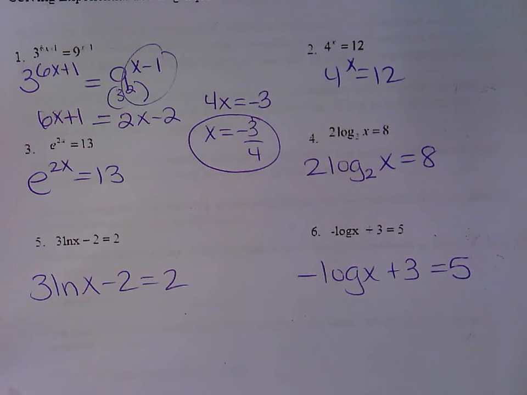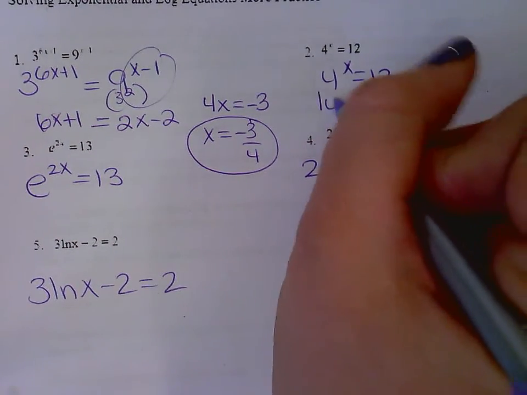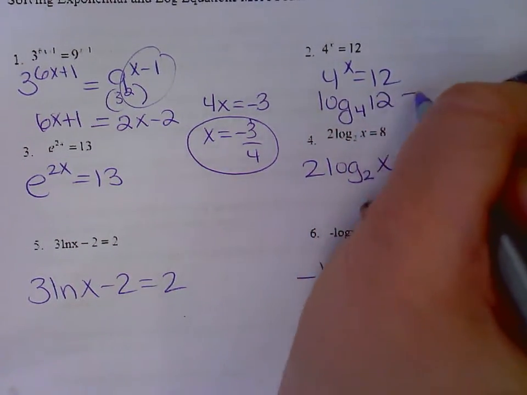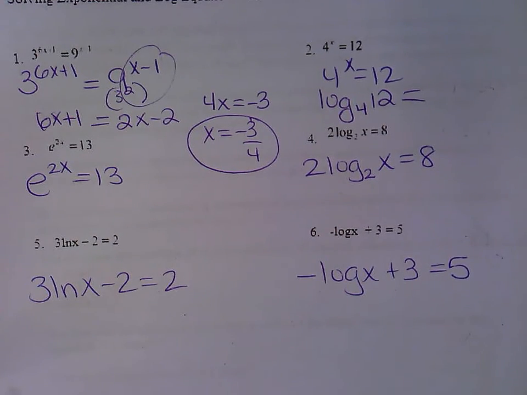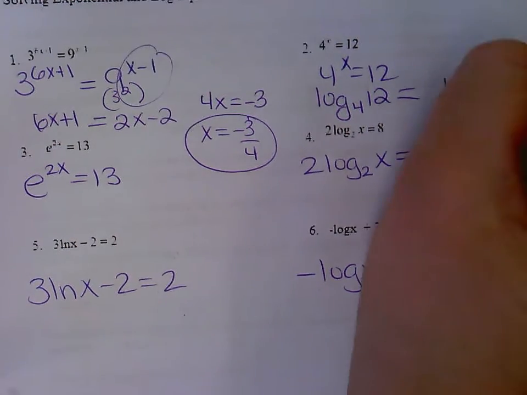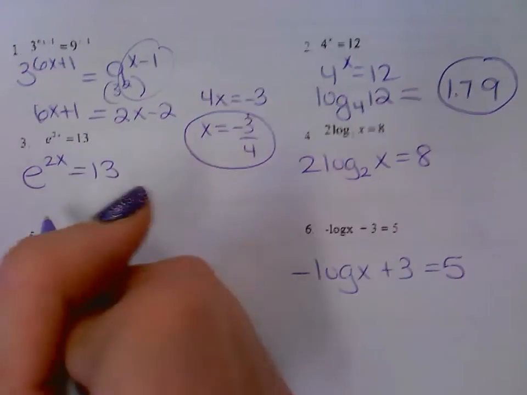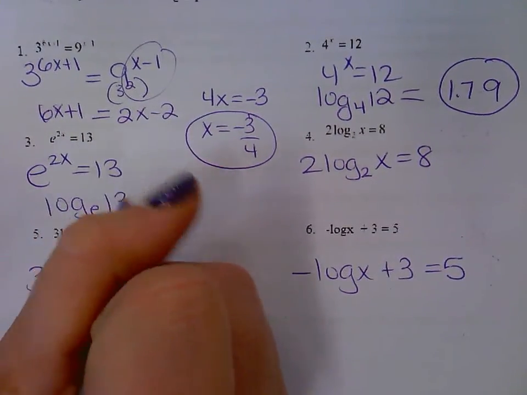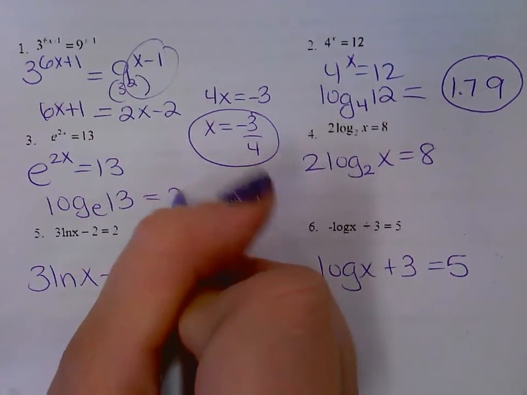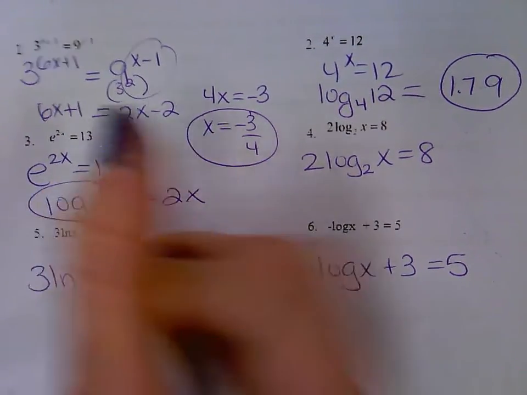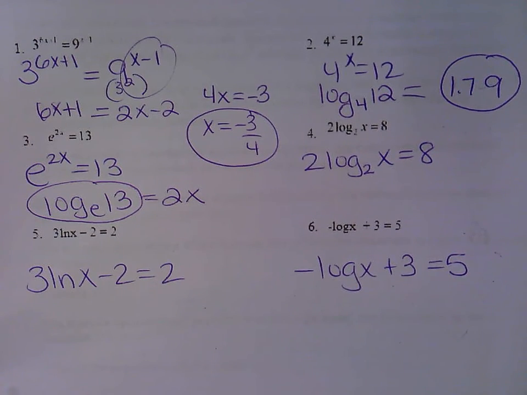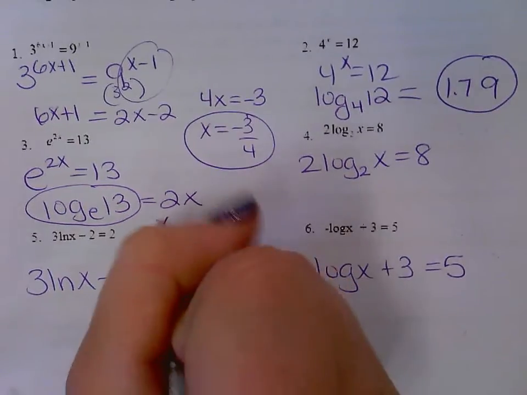Number 2, you just type into your calculator the log base 4 of 12. So the log base 4 of 12 comes out to what? 1.79 should have been the answer to number 2. Did you get that? Then number 3, you type into your calculator the log base e of 13 equals 2x. Well, this is just the natural log button. Natural log of 13. And then to divide your final answer by 2, you get 1.28.